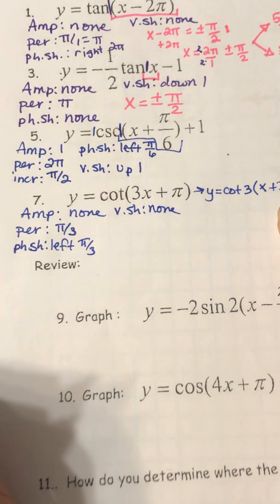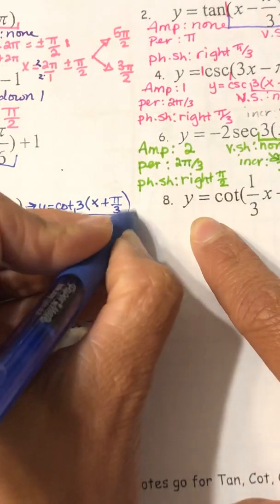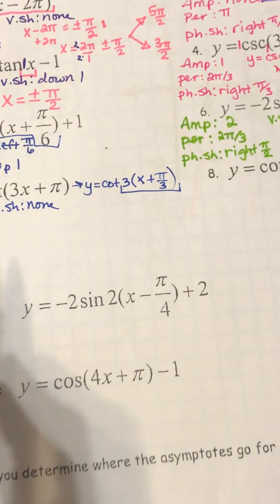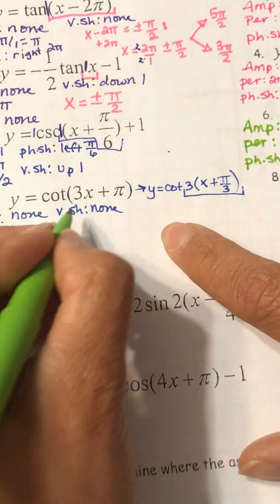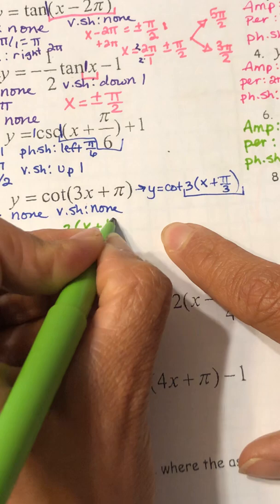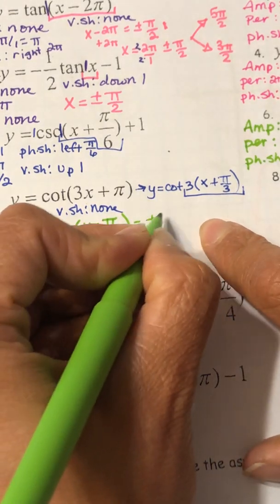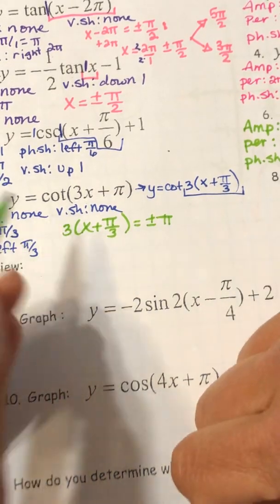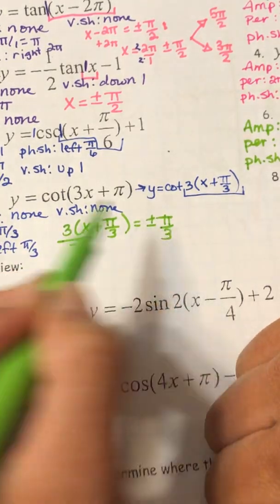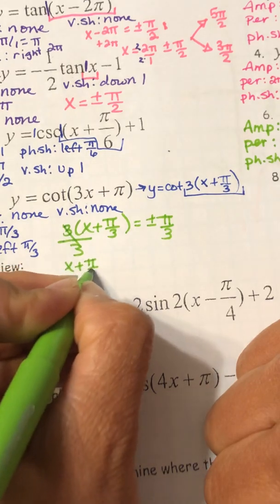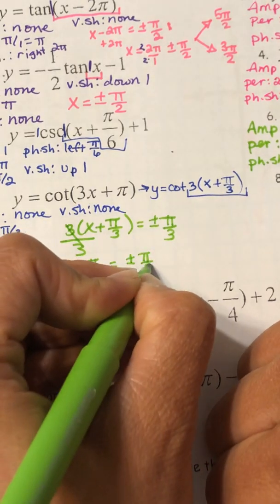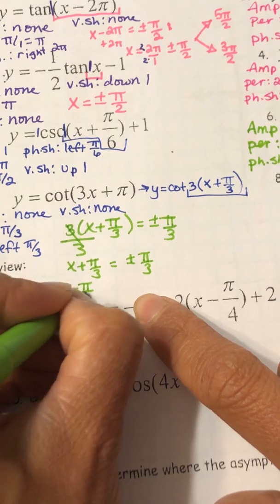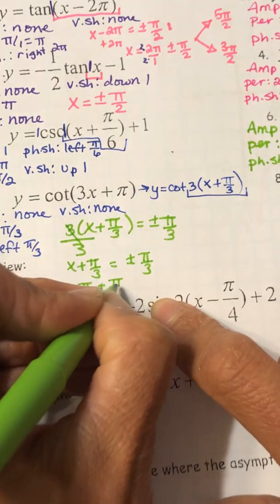Okay? And we need to find our asymptotes, so that's where we take the b times x minus c, and we set it equal to, now for tangent, it was plus or minus pi over 2. For cotangent, it's plus or minus pi. So we'll take 3 times x plus pi over 3 and set it equal to plus or minus pi. Okay? All right, remember, you still do not distribute the 3. The number in front you do not distribute. We have to divide it. So divide both sides by 3. So we'll get x plus pi over 3 equals plus or minus pi over 3. And then we need to subtract pi over 3 from both sides, so we'll have x equals negative pi over 3, because we put it in front of the plus or minus pi over 3.